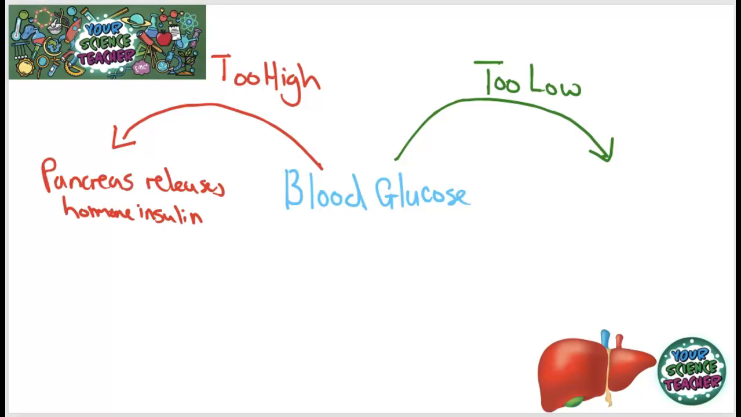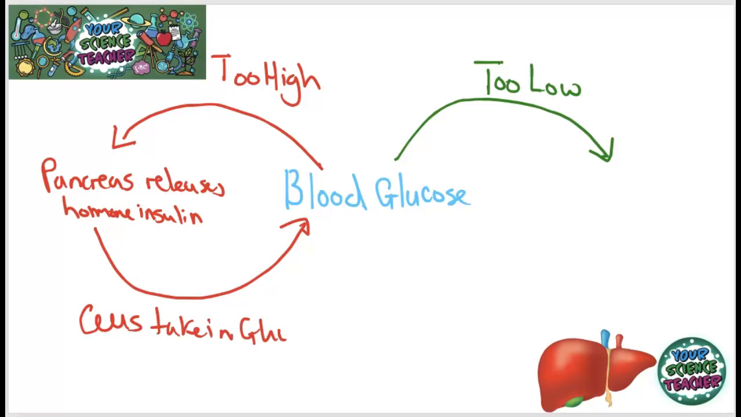Now, what happens when our body has released this hormone? What response do we get in our body? Well, our blood glucose level is obviously going to lower, but how does that happen? Well, our cells start taking in the glucose from the bloodstream. And there is another response as well. Some of this glucose is stored in the liver as glycogen.